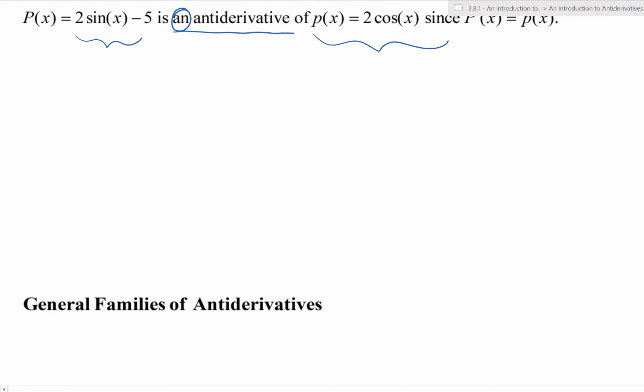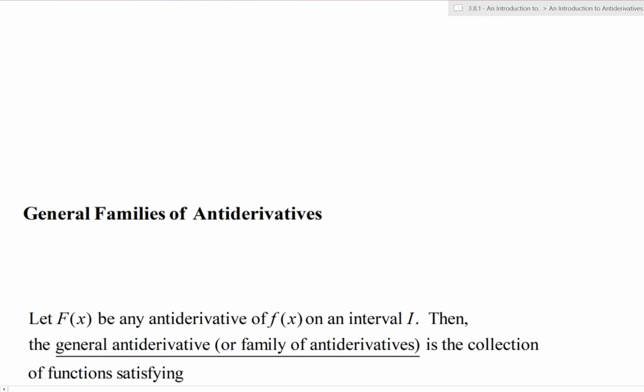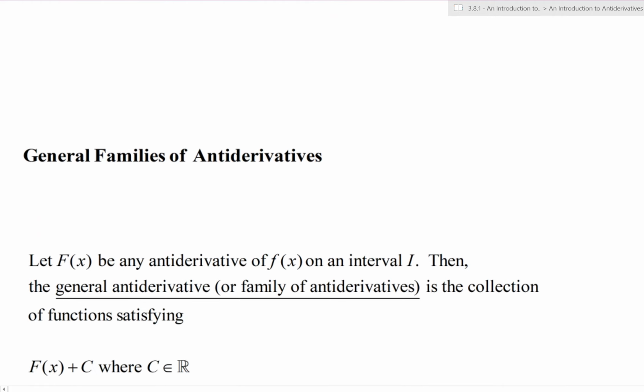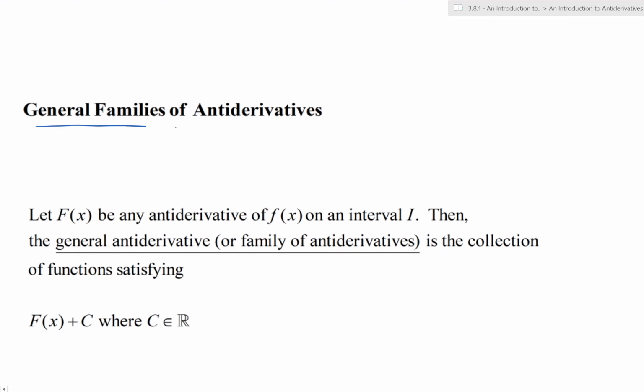So we can find particular antiderivatives, but as we were hinting at before, we can also find an entire collection of antiderivatives. So, general families of antiderivatives. Let's say that big F of x is any antiderivative of little f. What does that mean? That means big F prime of x is equal to little f of x over some particular interval, let's call it I.